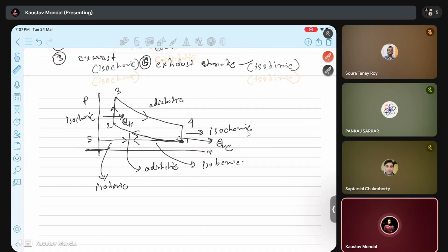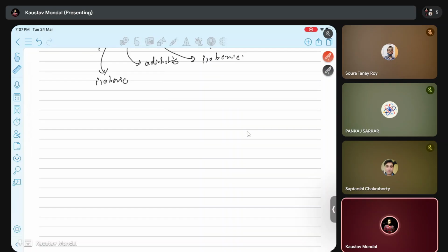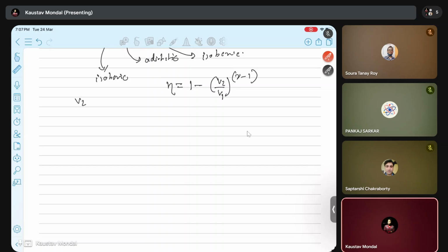Now for this Otto cycle, you can also write its efficiency. The efficiency of the Otto cycle looks like this: eta is equal to 1 minus (V2 by V1) to the power gamma minus 1. So V1 by V2 is known as the compression ratio.